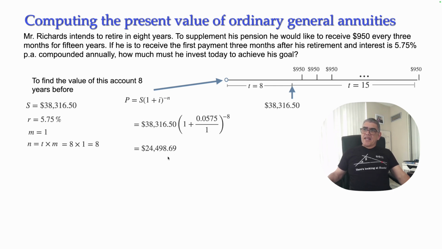So this is the amount that Mr. Richards needs to deposit here to have this amount 8 years later, and then he will be able to be withdrawing this 950 every quarter during 15 years. So Mr. Richards must invest now 24,498.69 today to achieve his goal.